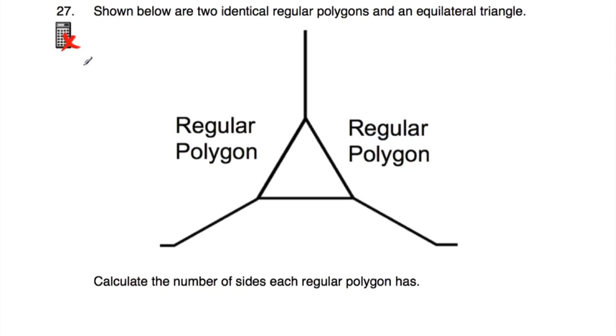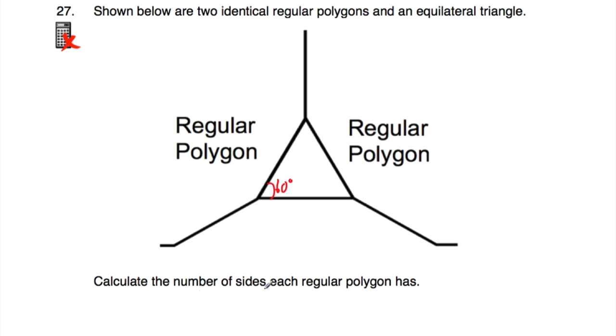Okay, let's have a look at our next question. So our next question says, shown below are two identical regular polygons. So we've got this regular polygon here, and this regular polygon here, and an equilateral triangle. So this is an equilateral triangle. That means that each of the sides has got the same length, but that also means that each of the angles is 60 degrees. So that's a 60 degree angle, that's a 60 degree angle, and that's a 60 degree angle at the top there.